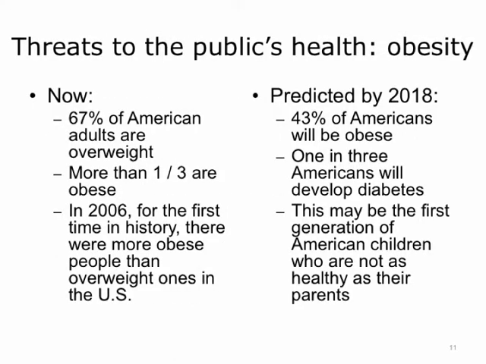Smoking has long been the #1 leading cause of preventable deaths in this country. Obesity is soon climbing to be a close second. Currently, 67% of American adults are overweight. More than 1/3 are obese. In 2006, for the first time in history, there were more obese people than overweight people in the United States. Predicted by 2018, if nothing is changed, 43% of Americans will become obese. 1 in 3 Americans will develop diabetes, and this may be the first generation of American children who are not as healthy as their parents.